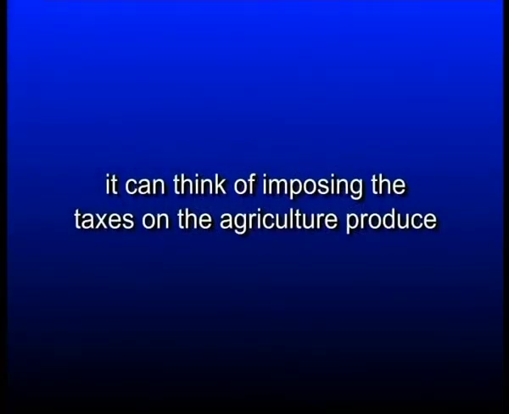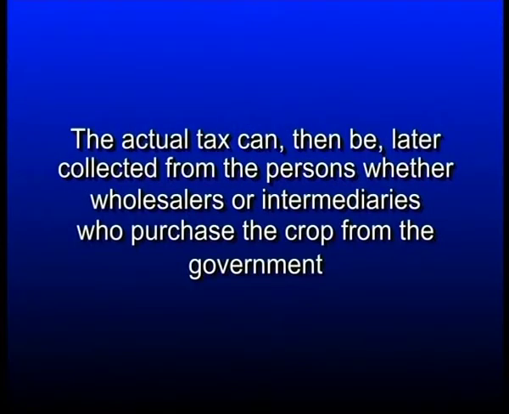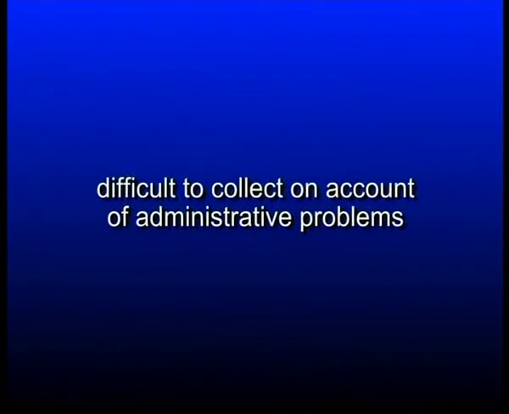If the government exercises an effective control over the marketing system, it can think in terms of imposing taxes on the agriculture produce. For example, it can purchase the crop from the farmers and pay the price net of tax. The actual tax can then be later collected from the persons, whether wholesalers or intermediaries, who purchase the crop from the government. But this type of tax is also difficult to collect on account of the administrative problems.